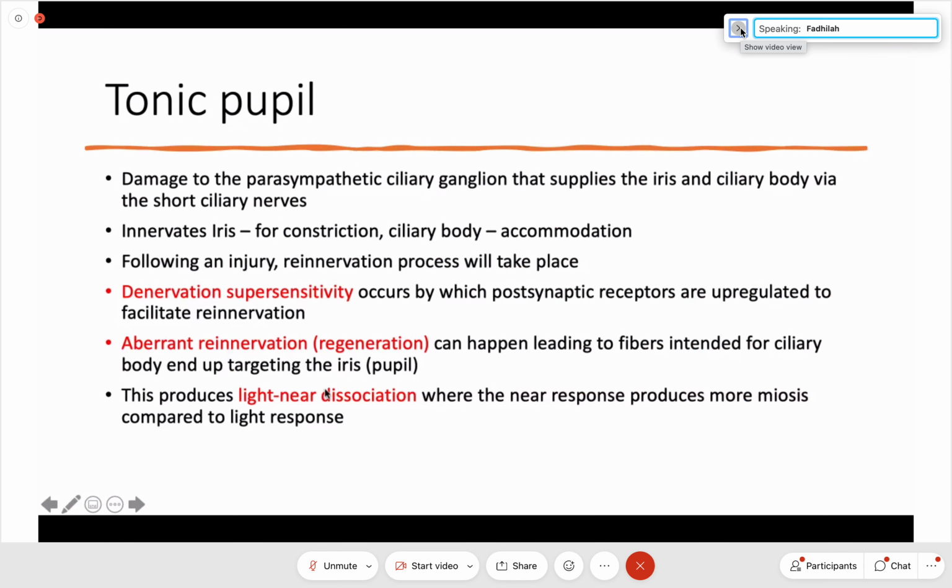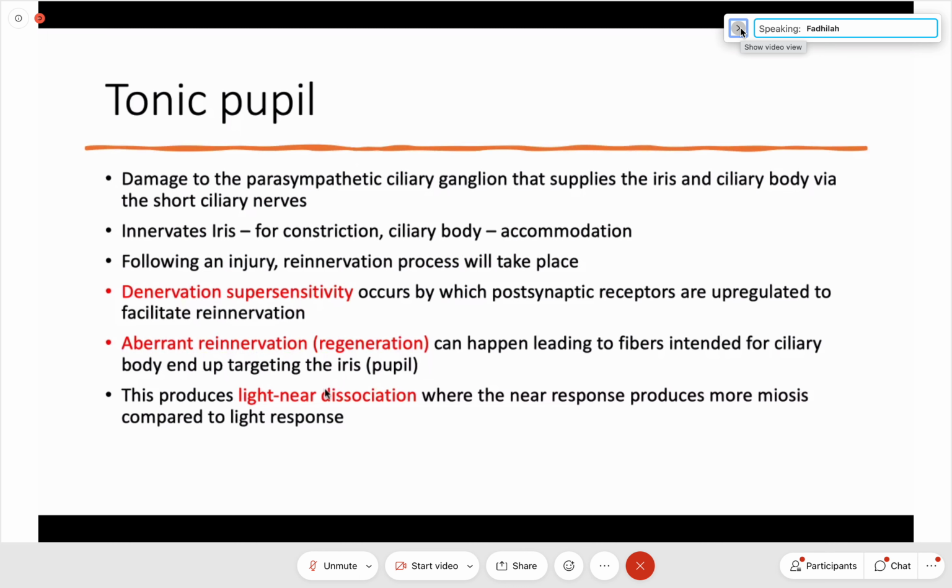Now, a little bit about tonic pupil. It is caused by the damage to the parasympathetic ciliary ganglion that supplies the iris and the ciliary body via the short ciliary nerves. So it innervates the iris to cause constriction and the ciliary body to cause accommodation. So following an injury of any kind, re-innervation of the nerve will take place. Just like any nerve in the peripheral nerve, they would start to heal themselves, right? So this is what we call re-innervation. Denervation supersensitivity can occur, by which the postsynaptic receptors are upregulated to facilitate reinnervation. They are made to be more sensitive so that they can heal themselves, right?